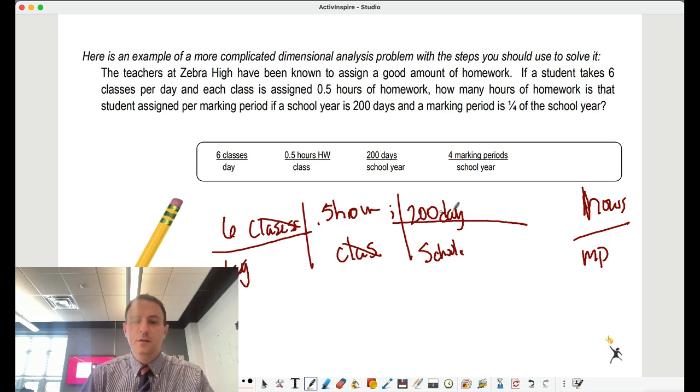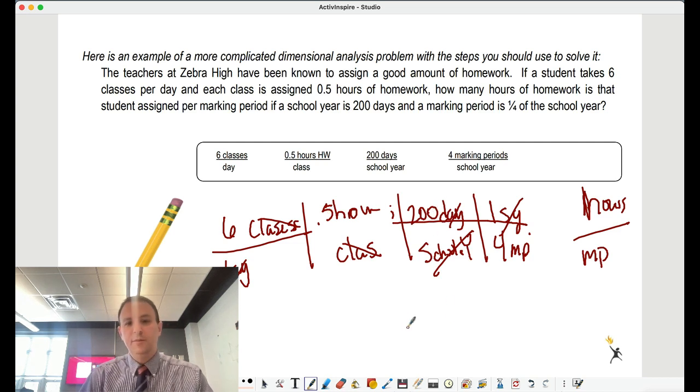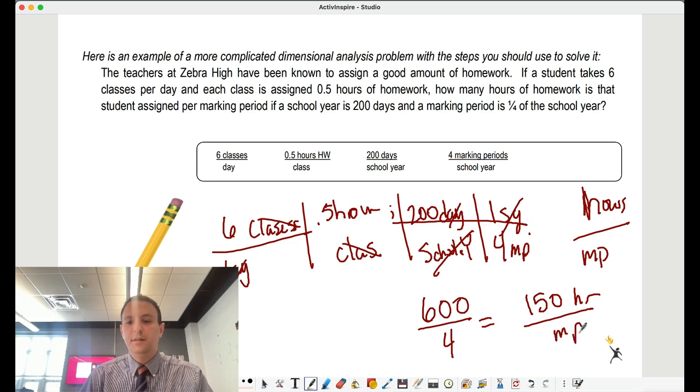So the days go away. And now I have 4 marking periods and 1 school year. So you can see all I have left over. So I'm going to do 6 times 0.5 times 200. So 6 times 200 is 1,200. Half of that is 600 divided by 4. So they're going to have an average of 150 hours per marking period.